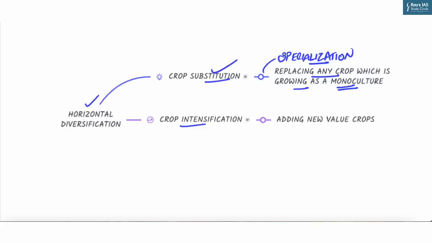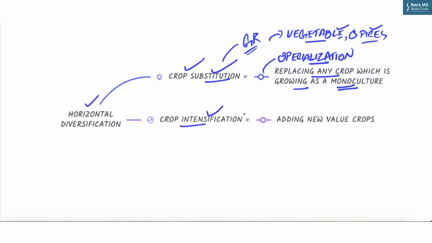Now, it is better to understand this with the help of an example. During the Green Revolution, there was a tendency to grow cereal crops only. But nowadays, farmers are shifting from monoculture cereal-based staple food to high value crops like vegetables, spices, etc. So, this is crop substitution, replacing cereal crops with high value crops like vegetables and spices. Another one is crop intensification. That means adding new value crops to the existing cropping system for what?